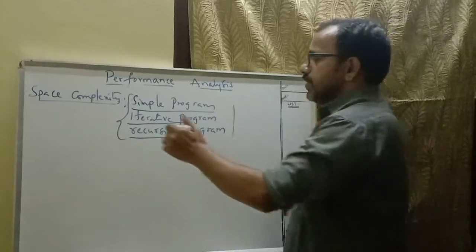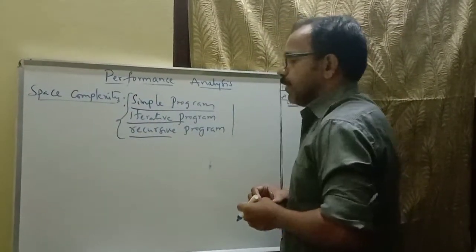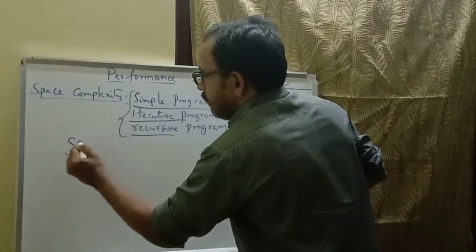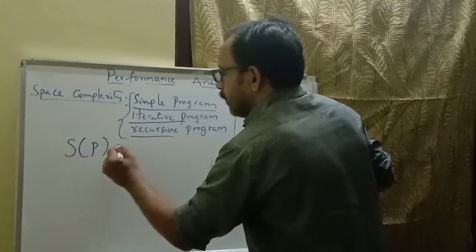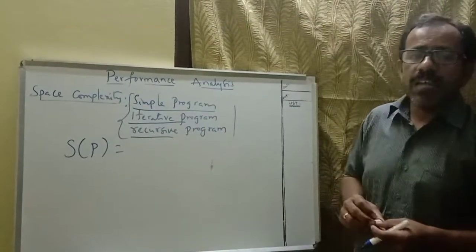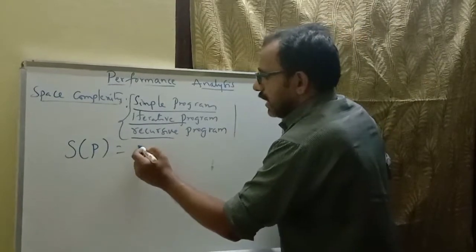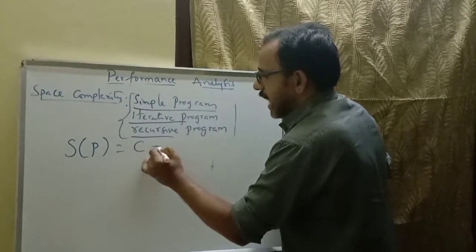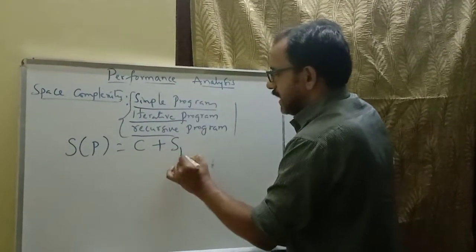But before going to see these simple, iterative or recursive programs, suppose you want to solve any problem. I have already told you the total space needed by that particular problem is equal to the fixed part, which is treated as a constant, and the variable part, which is represented like this.